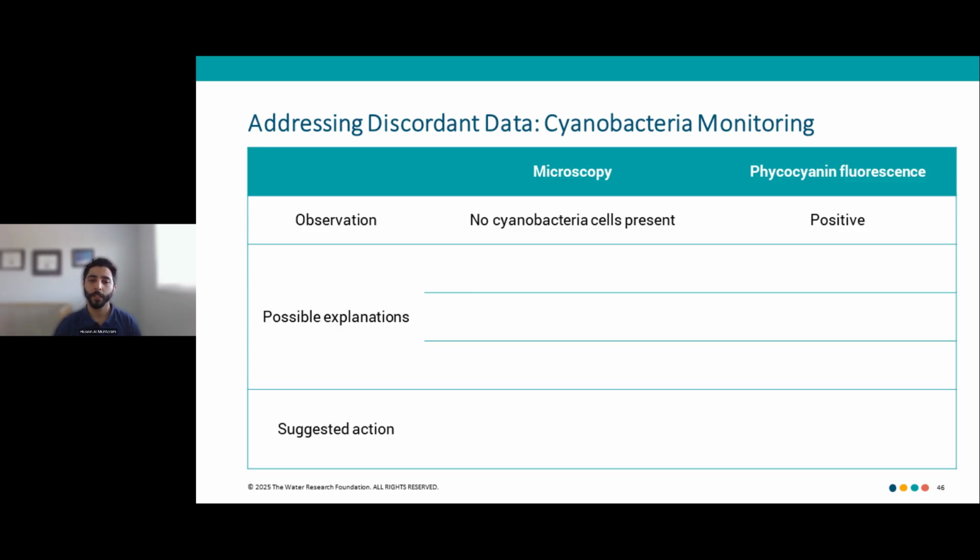Or it could be that the microscopy and phycocyanin samples were taken at different times, and so they're not really measuring the same thing. So in this case, suggested actions, if we had this result, might be to collect a sample for microscopy again, if those samples were collected more than a day apart. Or if they were collected at the same time, then probably investigate the potential for interference due to chlorophyll or turbidity on that phycocyanin reading. So fairly straightforward in terms of how we would approach this.